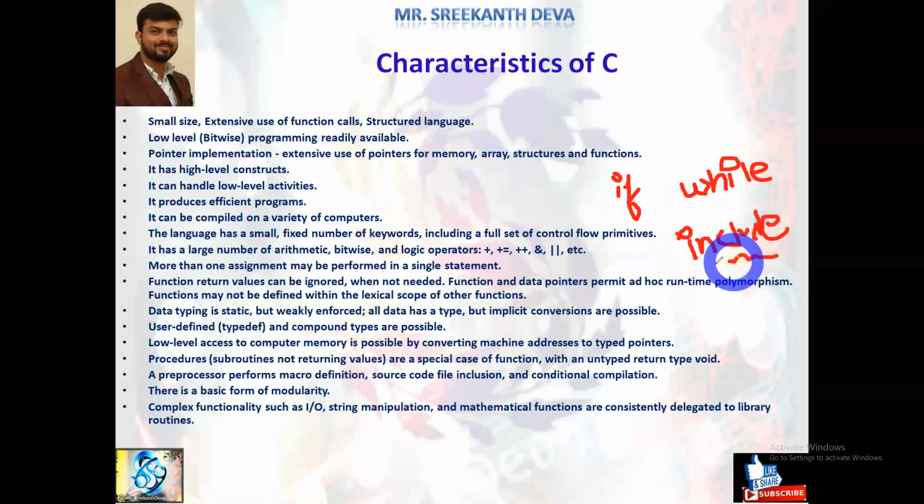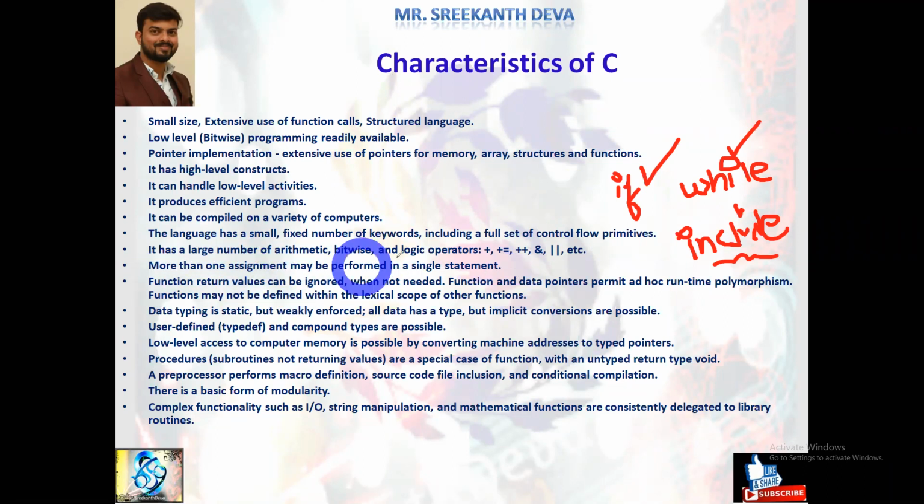Include is a keyword. C supports 32 keywords. Each keyword has some specific meaning. If has specific meaning, while has specific meaning, include has specific meaning. Every keyword has some specific meaning. These keywords are nothing but built-in words. We can call them keywords or reserved words.